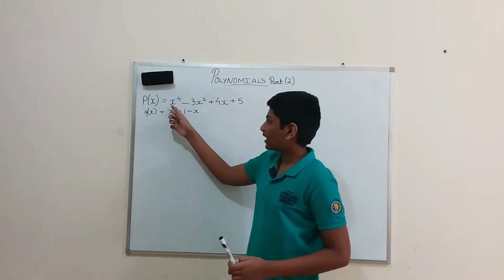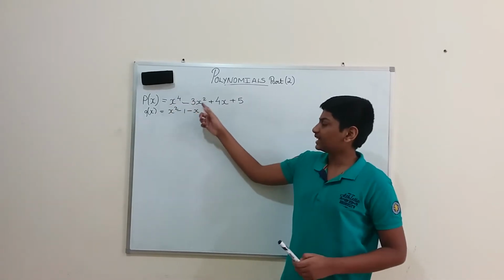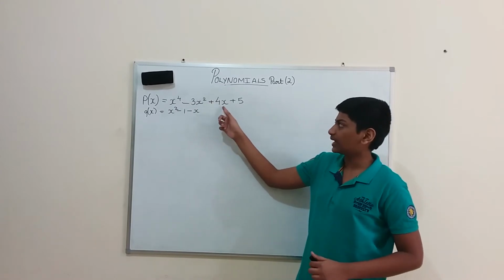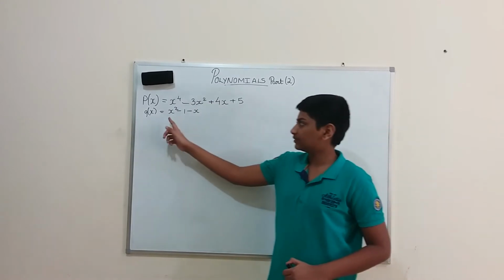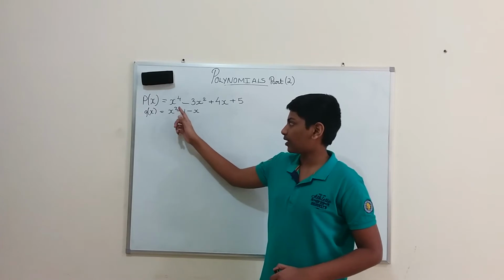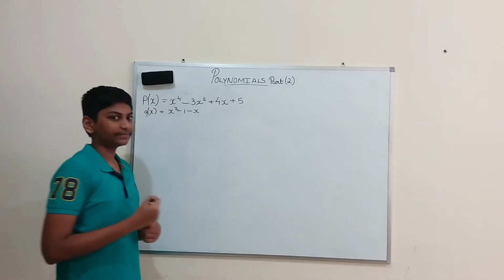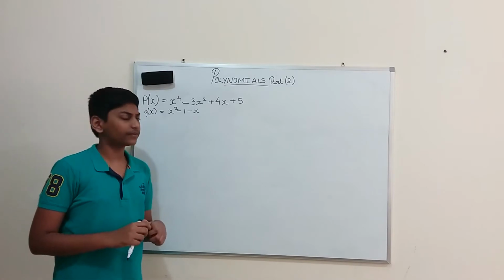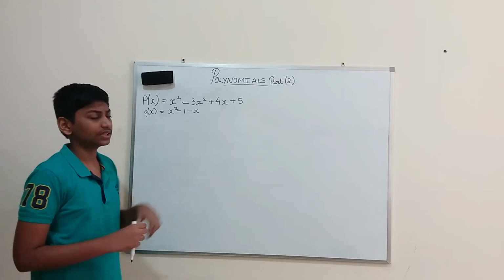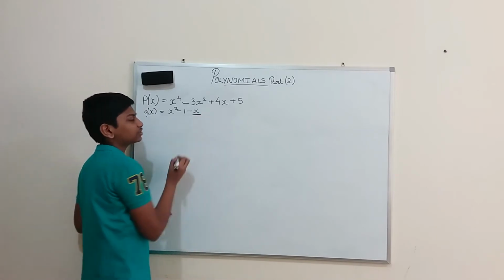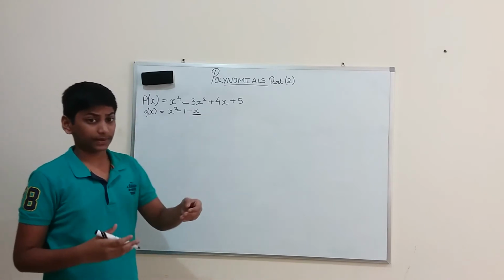So here we have x raised to 4 minus 3x square plus 4x plus 5, and we should divide it by x square minus 1 minus x. Now what we need to do, something is wrong over here. What is wrong? If you ask the positions of this, so this x should be x square minus x plus 1, right?